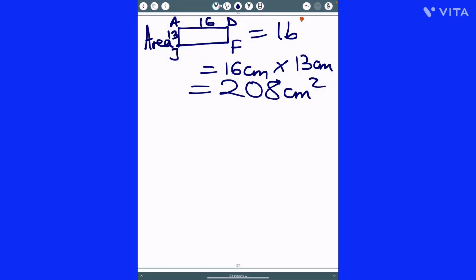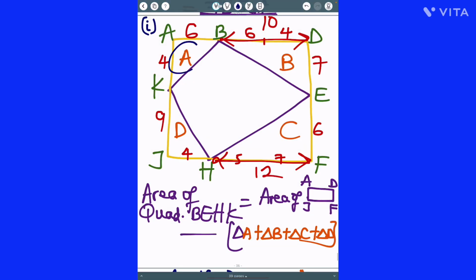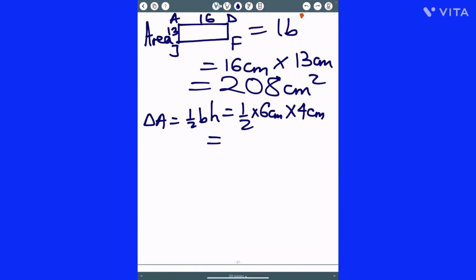Let's now find the area of each triangle. Area of triangle A is half base times height. That's half times 6 times 4 centimeters. Please, let's follow along together. That gives us 12 centimeters squared. So let's do the area of triangle B.